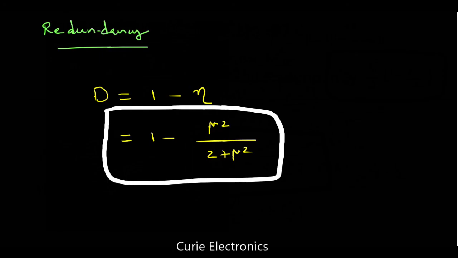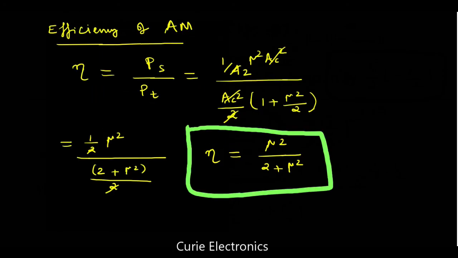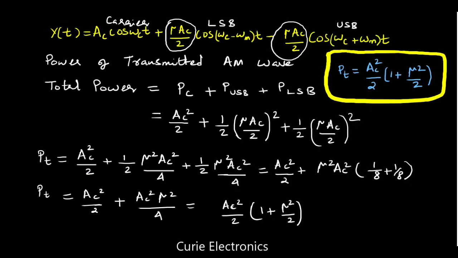So basically for the exams and all, you have to know this equation. What is PT, the total power? And what is the total sideband power, the two sidebands' power? That is the term we get here. These 2 terms you should know. Once you know these 2, you can easily find the efficiency and the redundancy.